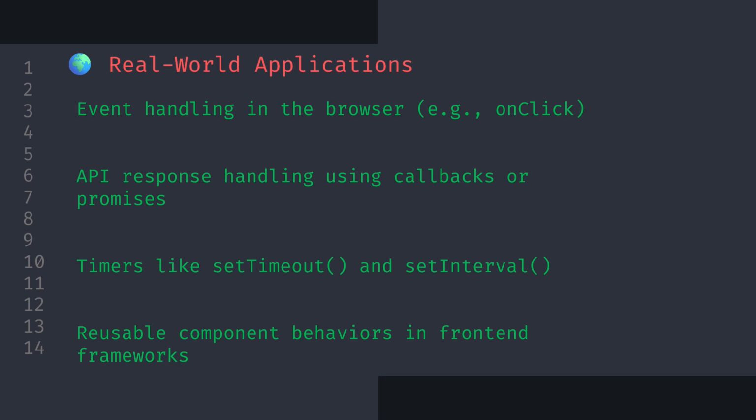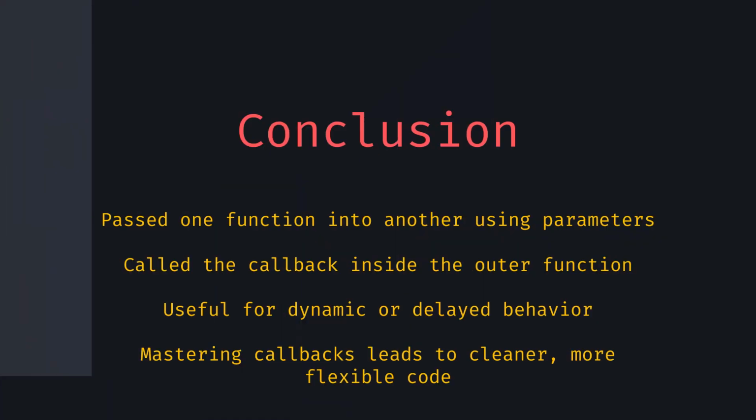Let's wrap up with a summary. We've learned how to pass a function as an argument and call it within another function. This technique is core to asynchronous programming, event handling, and modular design. Try building your own custom callbacks to explore this pattern further.